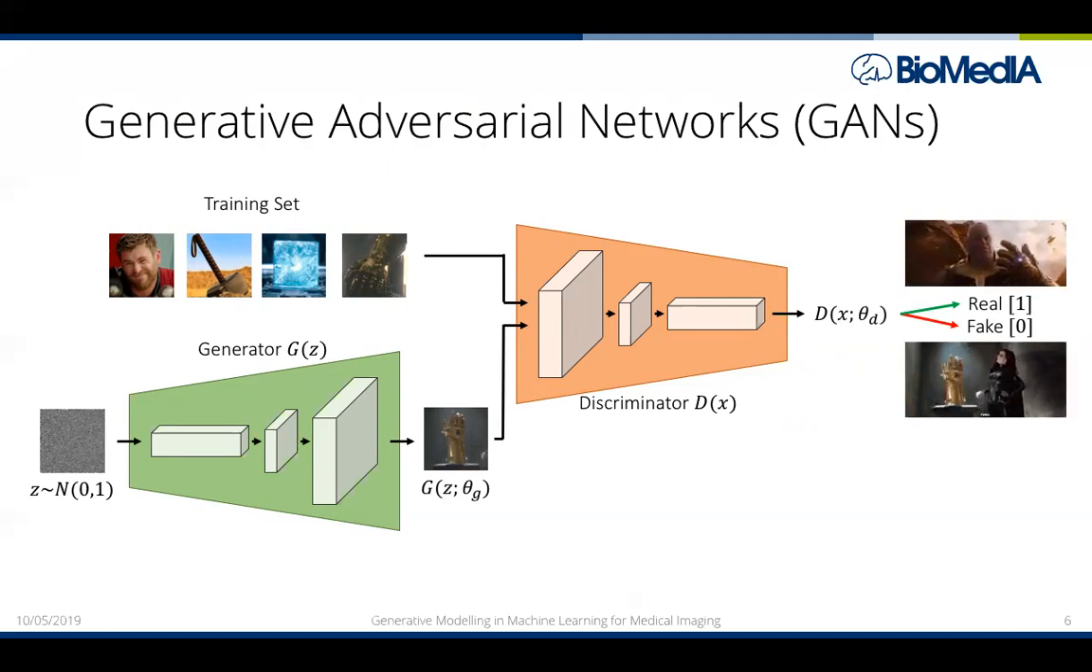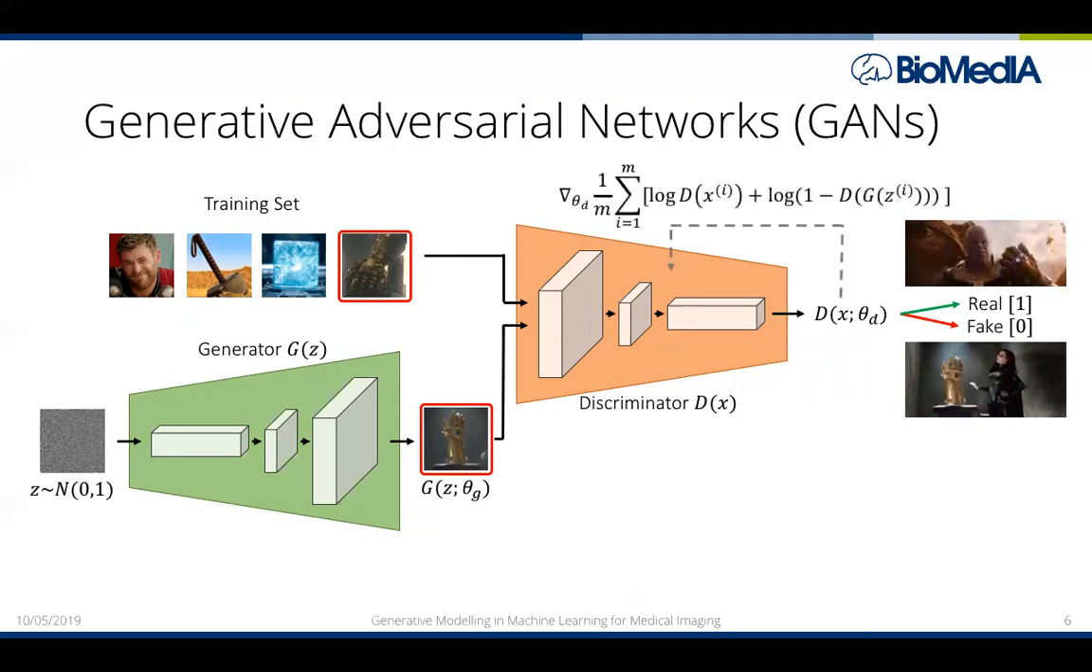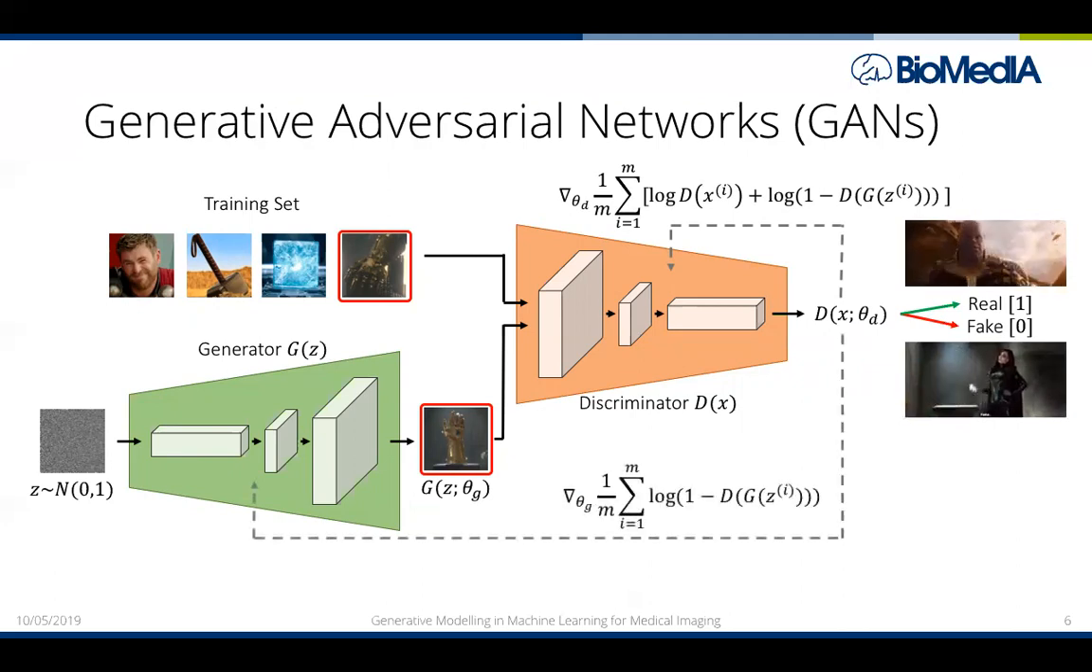Training a GAN is a two-step process. First of all, we train the discriminator by taking a mini-batch sample of images from the training data set, as well as the images that are being generated, and then we optimize it according to this loss function. The next step, we train the generator using this loss function here.